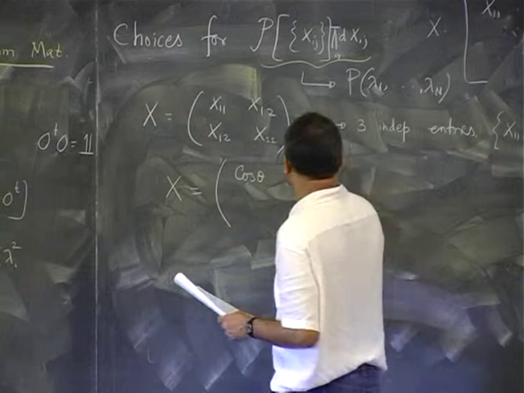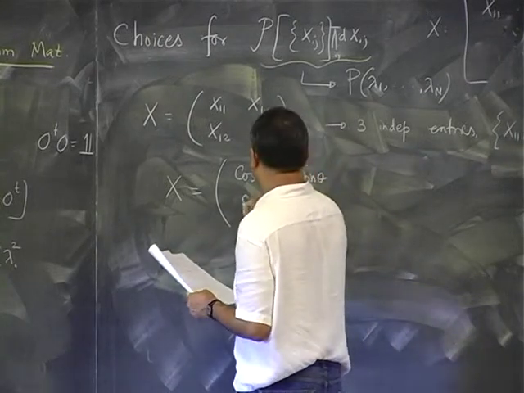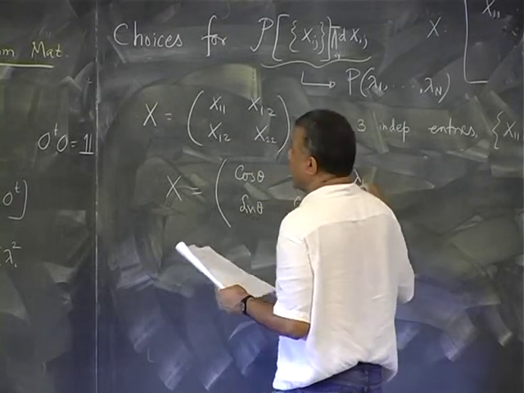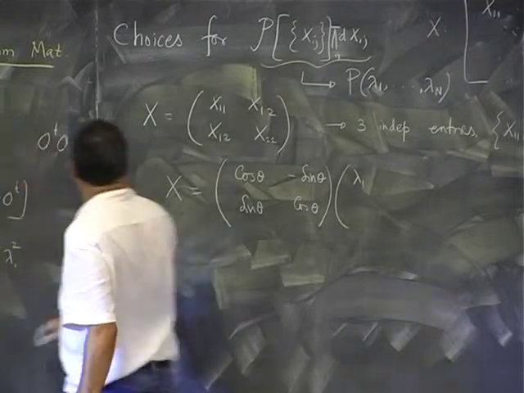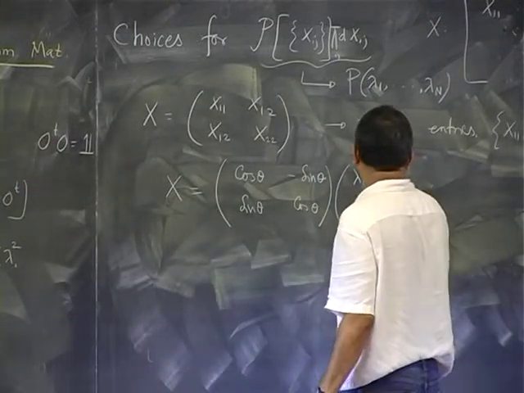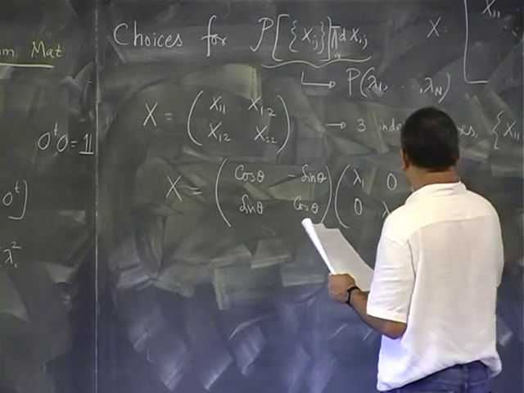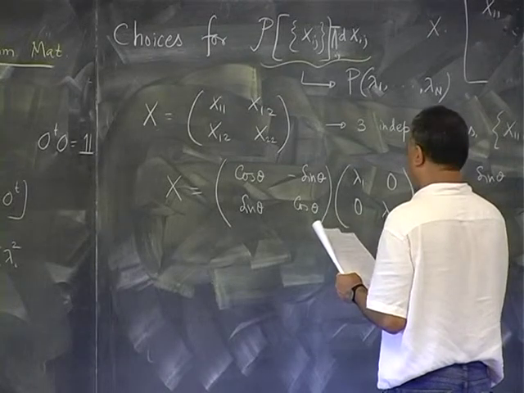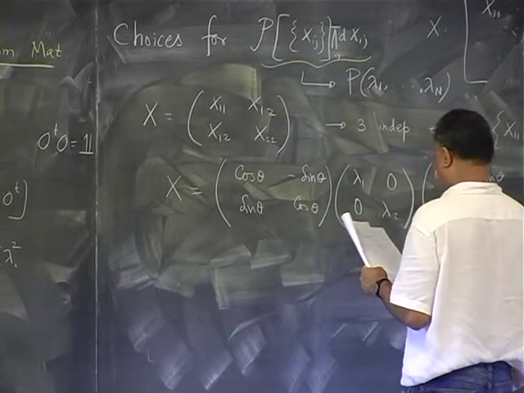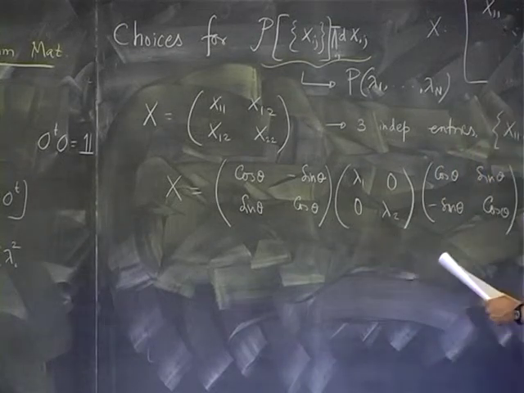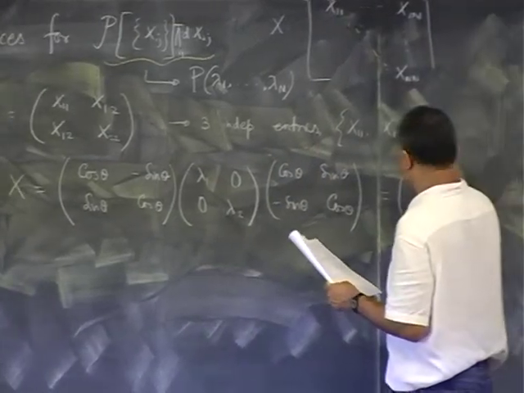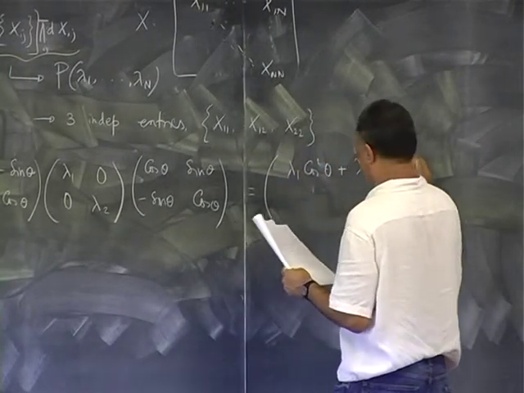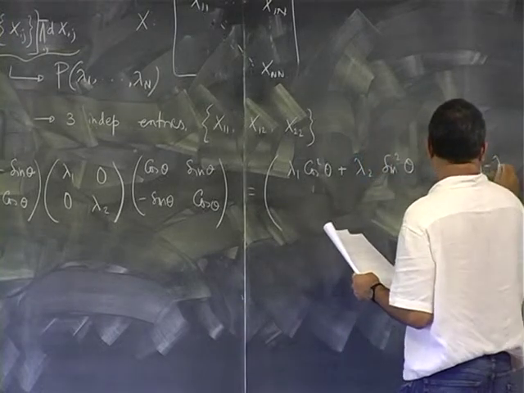So I can just write down cosine theta, minus sine theta, sine theta, cosine theta. Then I have the lambda here, which is diagonal. And then I have the transpose. Okay. So if I just multiply it out, it becomes lambda 1 cos square theta plus lambda 2 sine square theta. This is a 2 by 2 matrix.